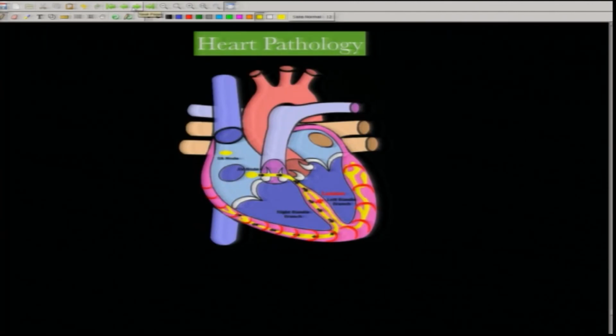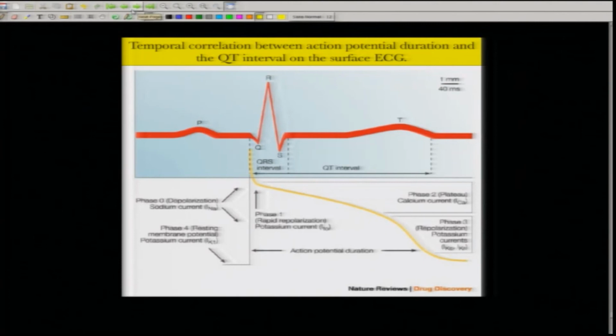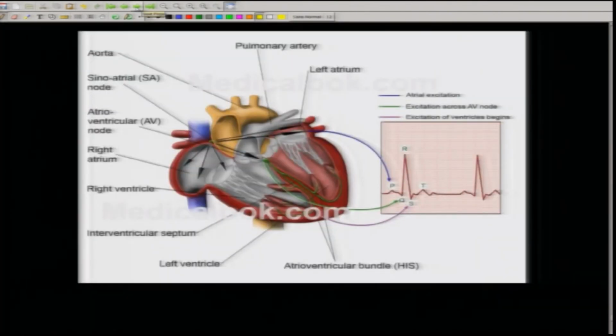In terms of pathology, you could have blockages on these pathways at different spots, as you can see shown in red, and those blockages could lead to different kinds of problems. If you look at the temporal correlation in terms of time, it will give you an idea that one action potential is shorter than the whole interval of the P, Q, R, S and T complex. Okay? And this is how it looks when you are measuring the ECG.